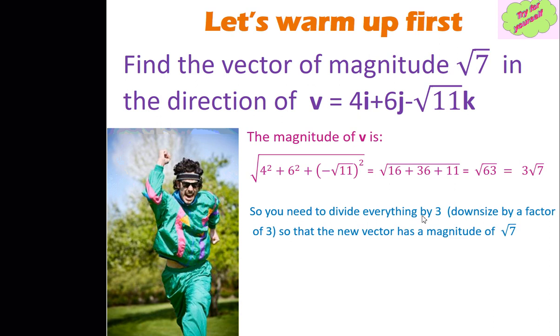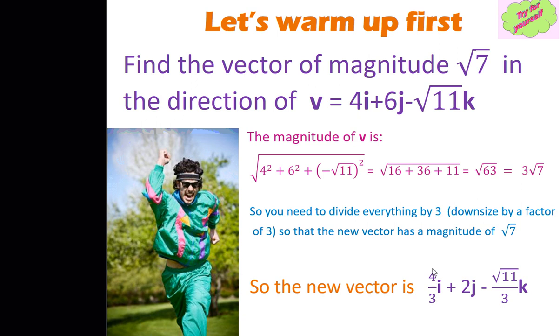So you need to divide everything by 3, downsize by a factor of 3, so that the new vector has a magnitude of root 7. So the new vector would be 4 over 3i plus 6 over 3j, which simplifies to 2j, because 6 over 3 is 2, minus root 11 over 3k. And there you go. So if you pop this into the Pythagoras theorem in 3D, you would get a magnitude of root 7. If you want, let's prove it.